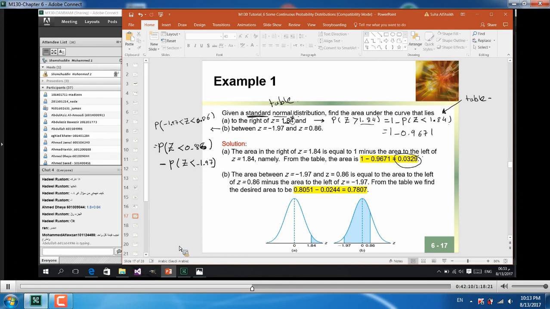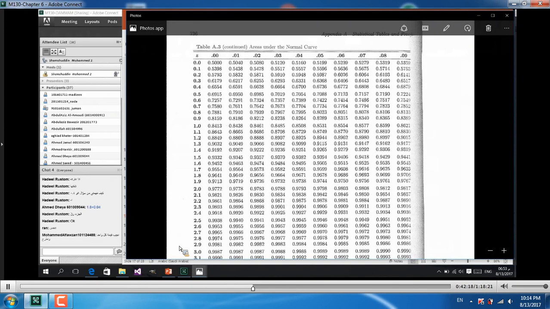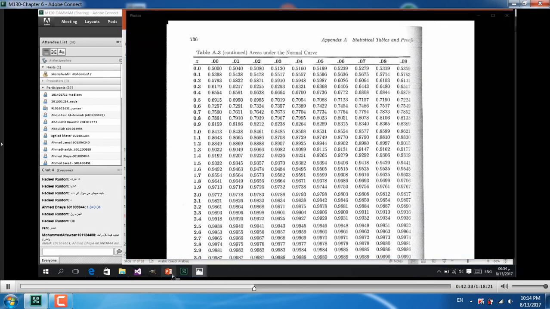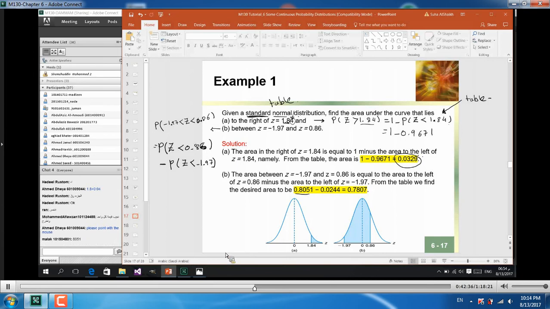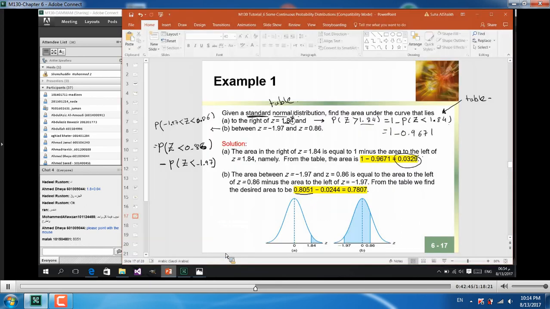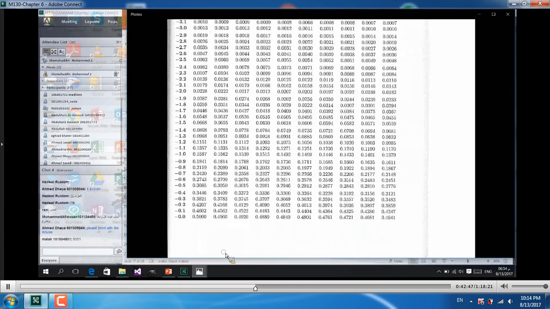For example, 0.86, let me go to the table. Where is 0.8? This is 0.8. For the 6 we go to the 6. So this is the result. It is 0.8051, exactly. Then for less than minus 1.97, now I'll need the table for the minus values. It is minus 1.97, the minus table, minus 1. It's what? 1.9.